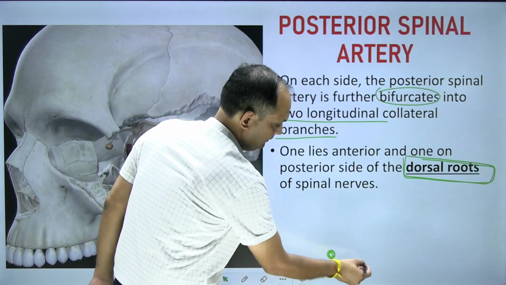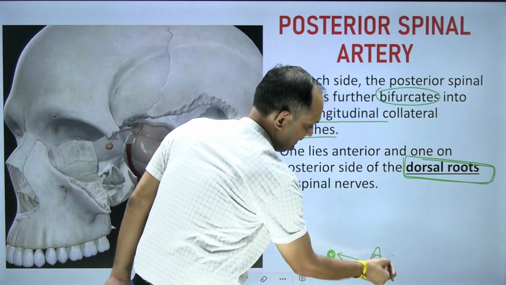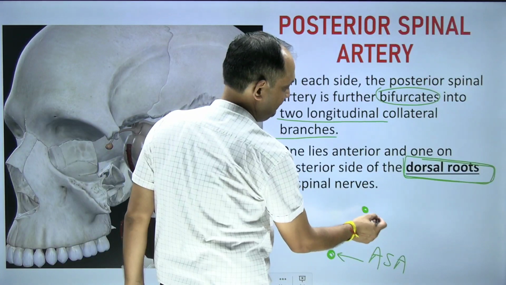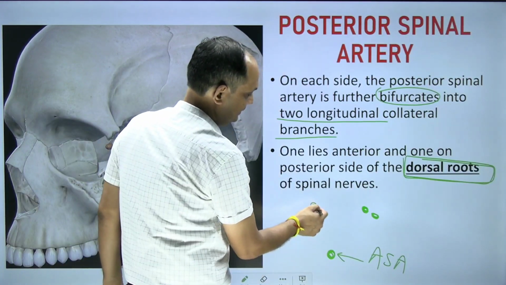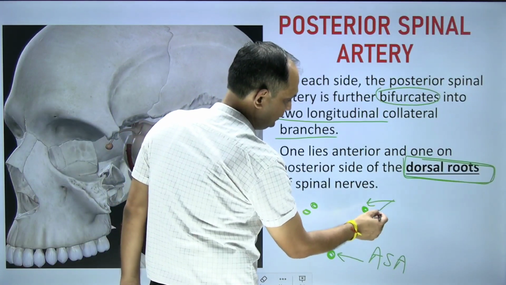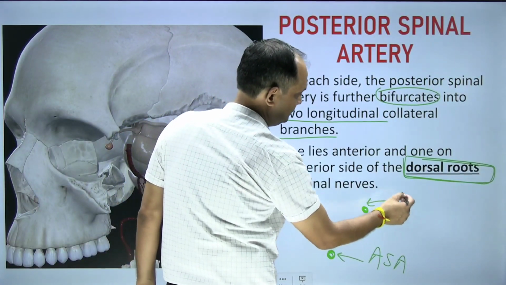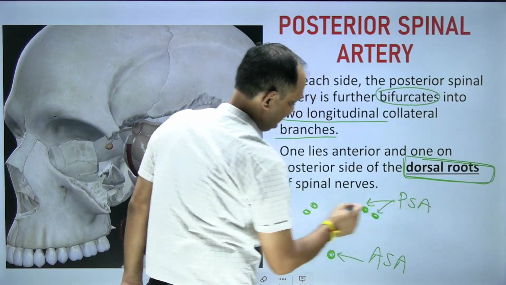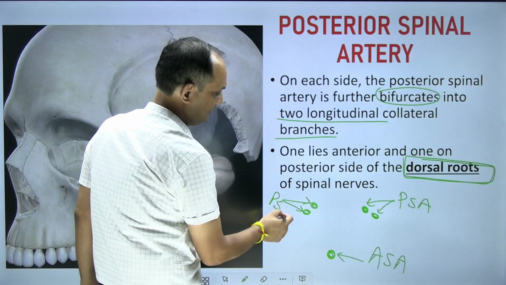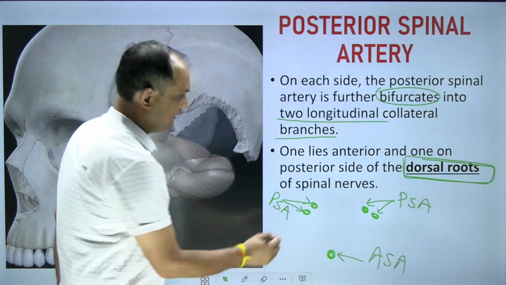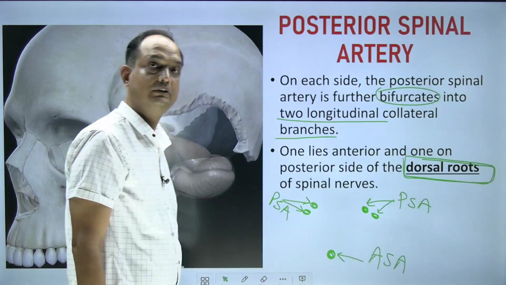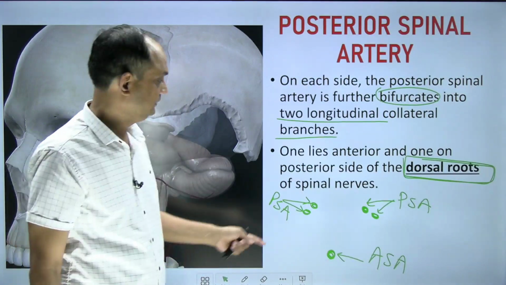One channel is anteriorly placed. This anteriorly placed channel is known as the anterior spinal artery. Posteriorly, on the right side you have two channels, and on the left side you have two channels. Both of these longitudinal channels are branches of the posterior spinal artery of the right side, and these both are branches of the posterior spinal artery of the left side. Clear?